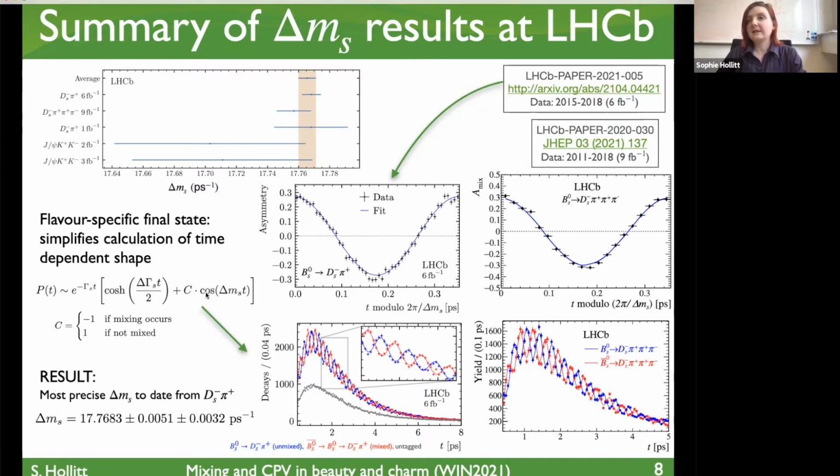In the B_s case, this is related to whether or not we've had mixing. And we get this nice simplified shape, and we can see this lovely ripple shape in both of our experiments. And the final result, the most precise delta m_s to date from Ds pi, is just here.